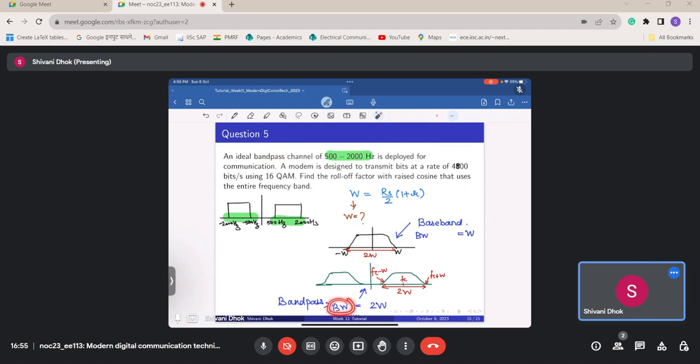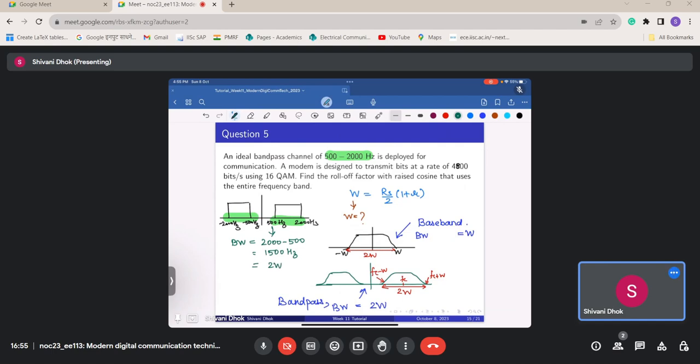And in this particular question, what is given is a band pass channel, which means that we have been given this value, that is 2W. So what will be 2W? It will be the upper frequency minus the lower allowable frequency. So from this, we have this bandwidth as 2000 minus 500, which is simply 1500 hertz.